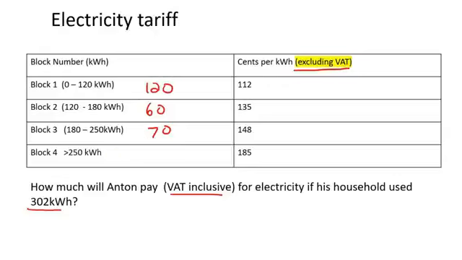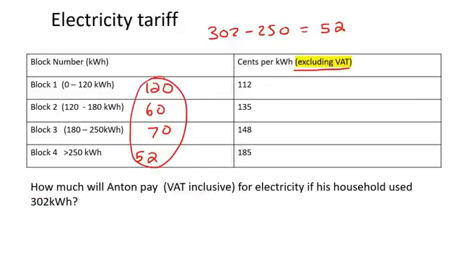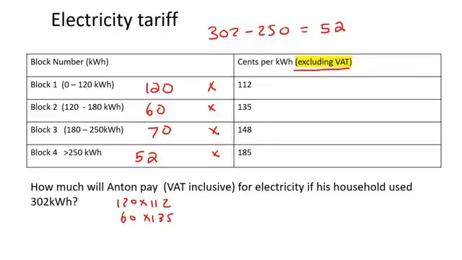So to go from 250 to 302, you could say 302 minus 250, and that's going to give you 52. So we're going to use 52 in this category. Now, if you add all of those numbers together, it must give you 302. Then you know you've done it correctly. And so now we just multiply like normal. So 120 multiplied by 112, 60 multiplied by 135, 70 multiplied by 148, and 52 multiplied by 185.